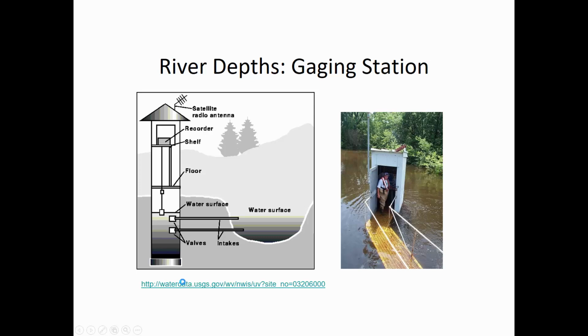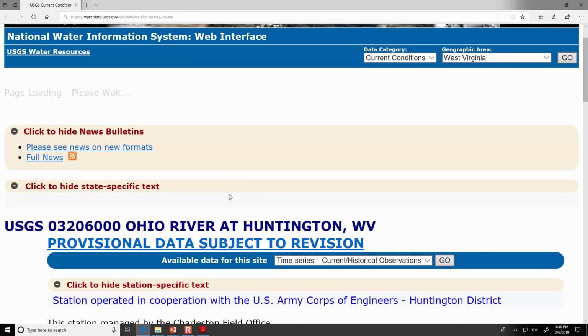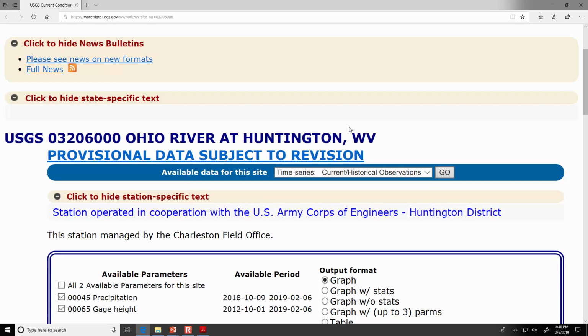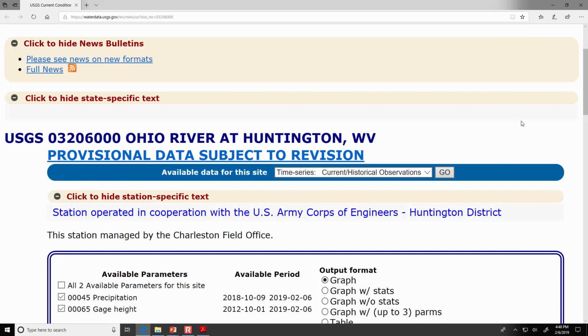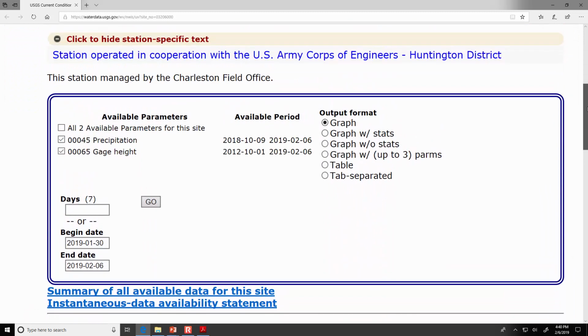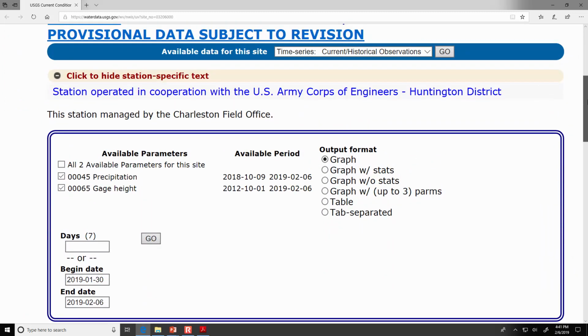So on the subject of historical data, here is the last 7 days of flow data at the Ohio River at Huntington, West Virginia. The USGS, the United States Geological Survey, is who operates and maintains the database of all these gauging stations across the country. You can see that there is a station number that refers to the Ohio River at Huntington, West Virginia. And then if we scroll down, you can download or visualize a lot of different data.